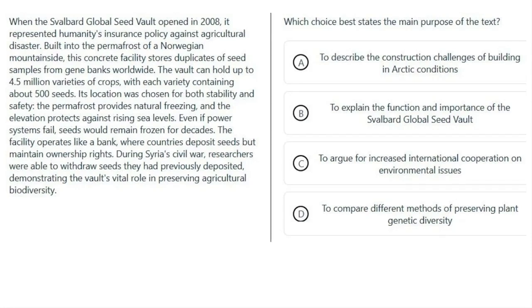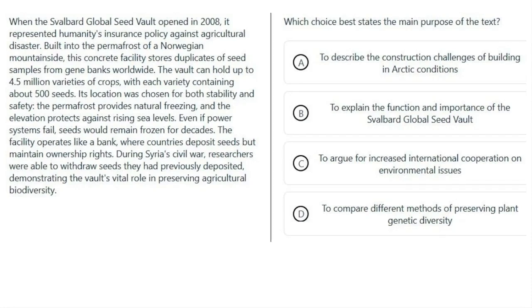Okay, let's look at the answers. A, to describe the construction challenges of building in Arctic conditions. No, it's not really about the construction challenges. It's about what this seed vault does and how it's important. So B, to explain the function and importance of the Svalbard Global Seed Vault. Okay, this is a perfect answer here, right? It's saying explain the function of it and why it's really important. And that's exactly the purpose that we got from this article.